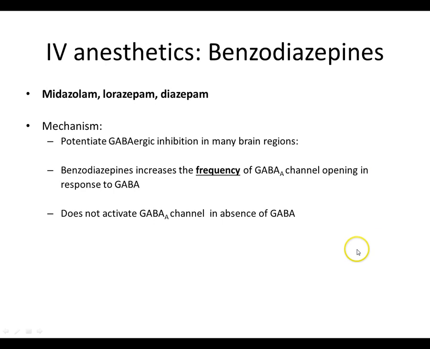The second major class is the benzodiazepines, and the examples here are midazolam, lorazepam, and diazepam. All of these are also going to potentiate GABAergic inhibition, and they do that by increasing the frequency of GABA-A channel opening in response to GABA. But they do not activate GABA-A channel opening in the absence of GABA, so they are generally a weaker drug and have weaker effects.